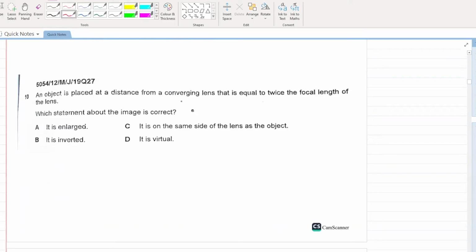An object is placed at a distance from a converging lens that is equal to twice the focal length. Okay, so it is placed at 2f. Which statement about the image is correct? It is enlarged? No. It is on the same side of the lens? No. It is virtual? No. It is inverted? B is your answer.